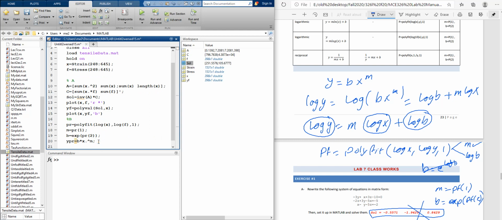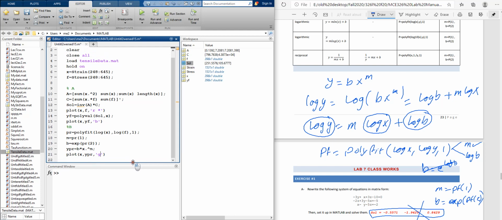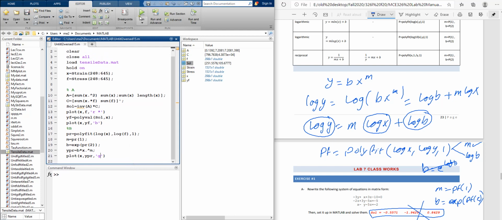Now we want to plot: in x direction it will be x, in y direction it will be y, taken from the power function curve fitting. Say that I want this data as a line in green. Save, run.